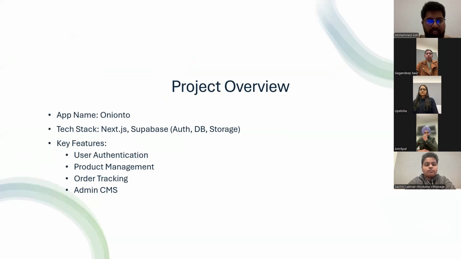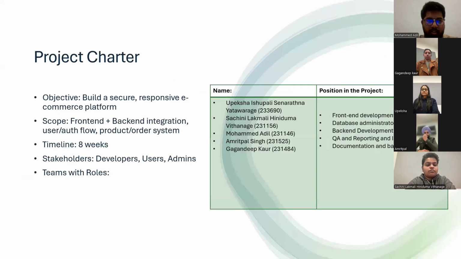The document presents an overview of the Onionto project, a full stack e-commerce application developed using Next.js and Supabase. The project aims to build a secure and responsive e-commerce platform. Key features include user authentication, product management, order tracking, and admin content management systems. In the second slide, we can see the project charter.